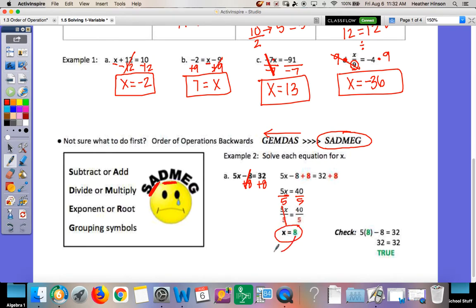And then you just plug that 8 back into x to check it. 5 times 8 is 40. Minus 8 is 32. 32 does equal 32. So we know we're correct.